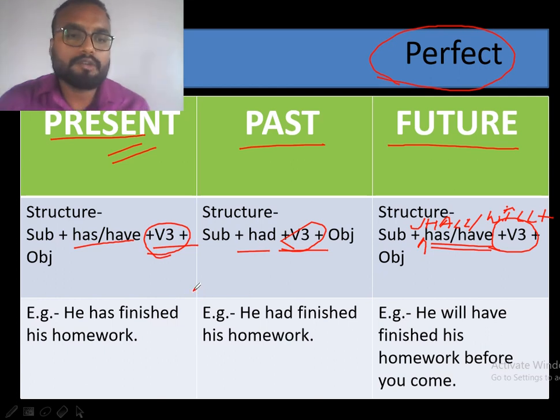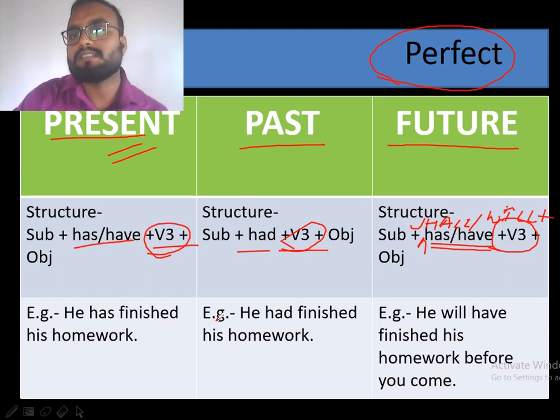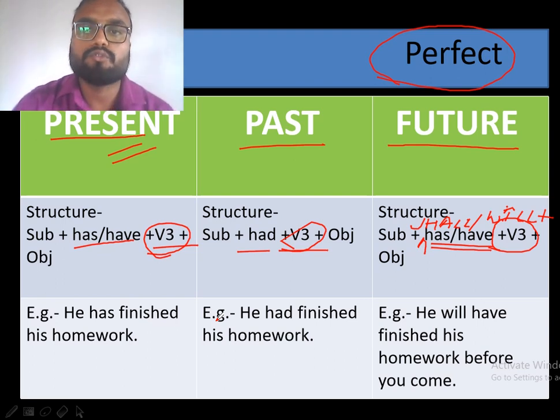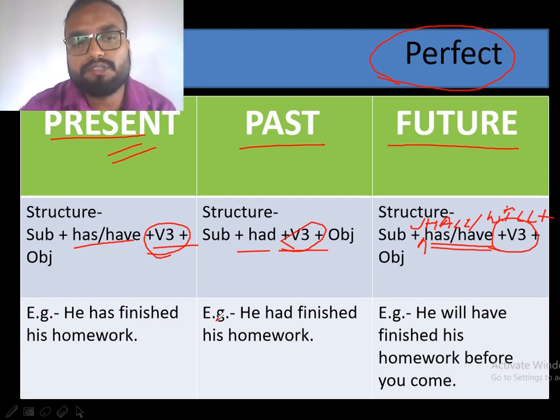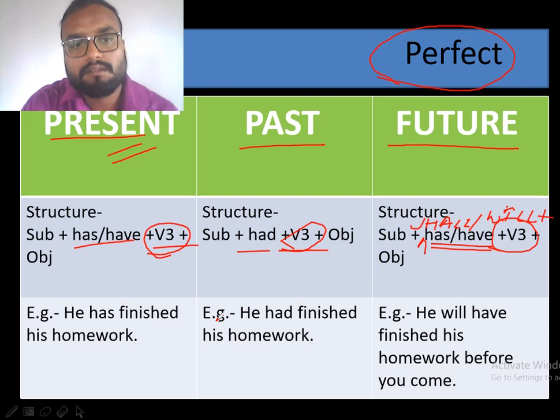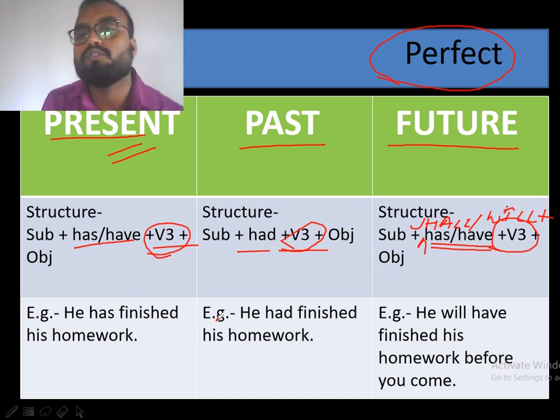So it denotes the action which is completely done, which is finished at a particular time in present, in past, or in future. As the name suggests, it is present perfect, past perfect, future perfect. So to denote perfectness, the third form of verb is used. To denote present time, has or have is used. To denote past time, had is used. In order to denote future time, shall or will is used.